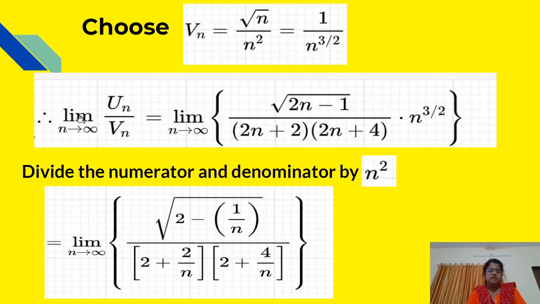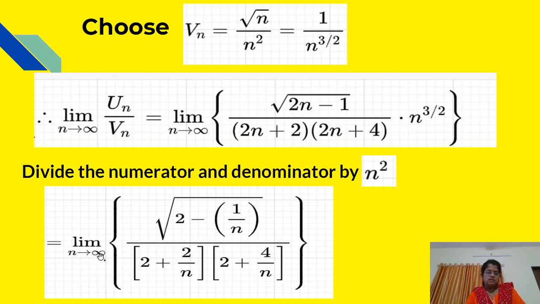Now consider limit n tends to infinity un upon Vn, which is equal to limit n tends to infinity under root 2n minus 1 into n raised to 3 by 2 divided by 2n plus 2 into 2n plus 4. Divide the numerator and denominator by n square. Therefore, we will get it is equal to limit n tends to infinity under root 2 minus 1 upon n divided by 2 plus 2 upon n into 2 plus 4 upon n.